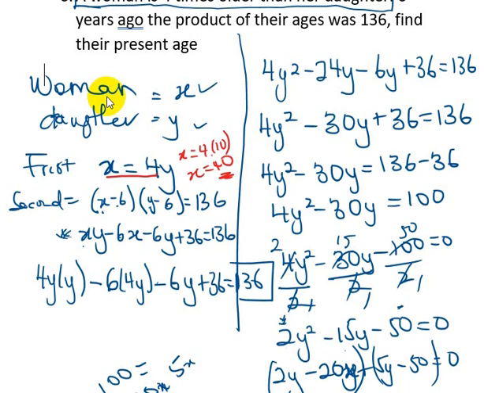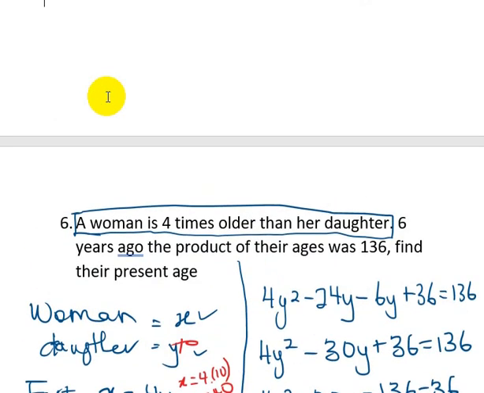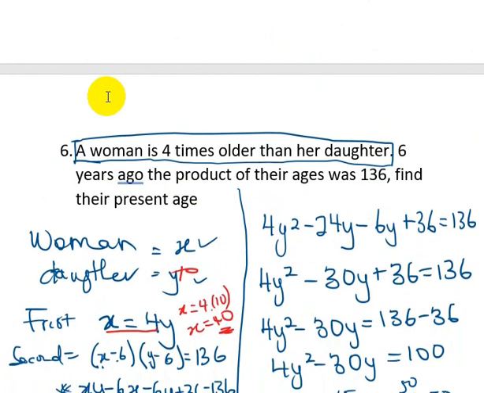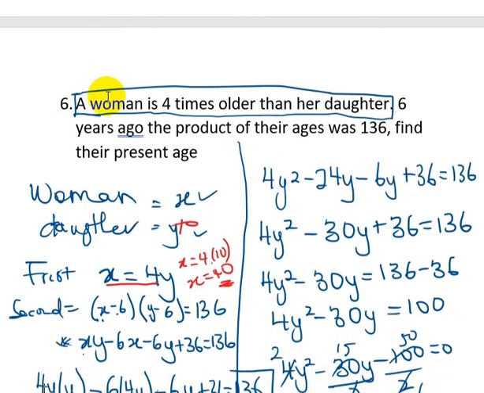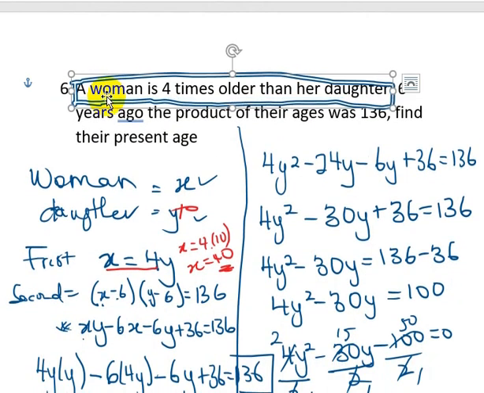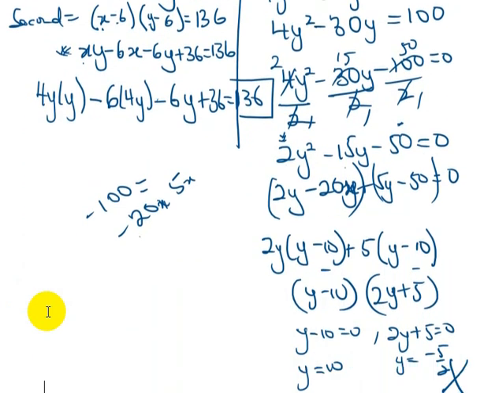It means that the daughter is 10 and the mother is 40. That's why it says a woman is 4 times older than her daughter. So if the daughter is 10, 10 times 4 is what? 40. That is the age of the mother. I hope it's clear what it means. So let's go to the next question.